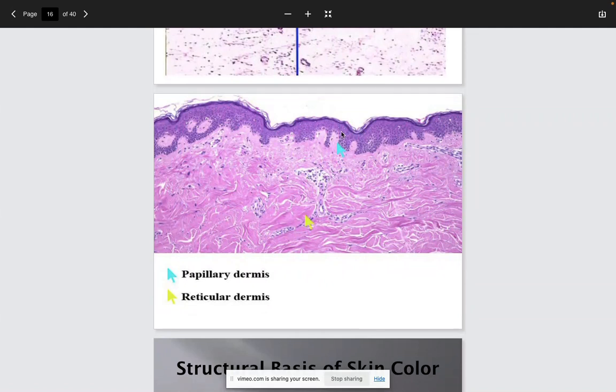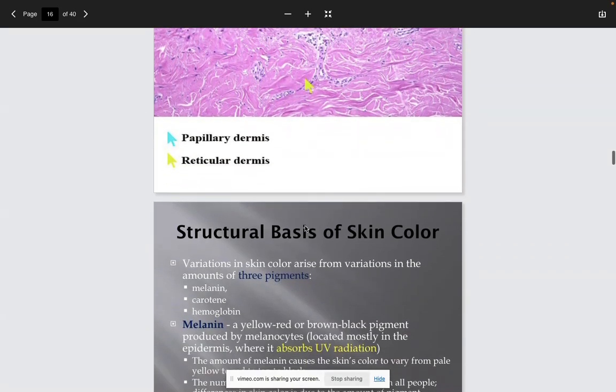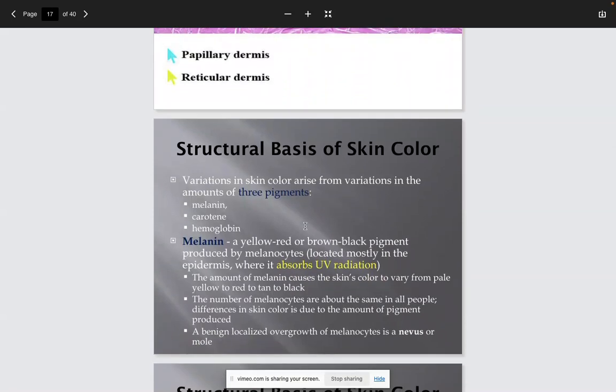Picture of the papillary dermis right here. You can see these little loops coming through here, and then the reticular dermis, which is in the yellow. Almost there. So variation in skin arises due to the production of three different pigments: melanin, which is going to be responsible for absorbing UV radiation, keratin, and hemoglobin.